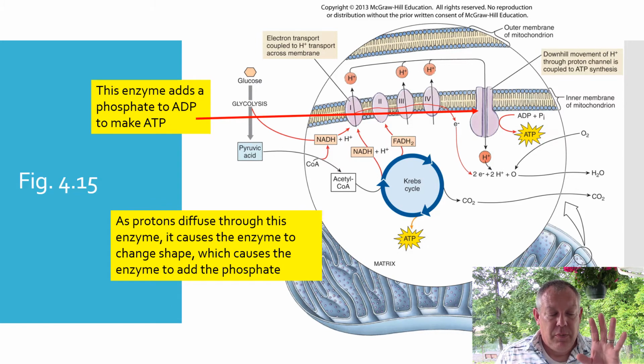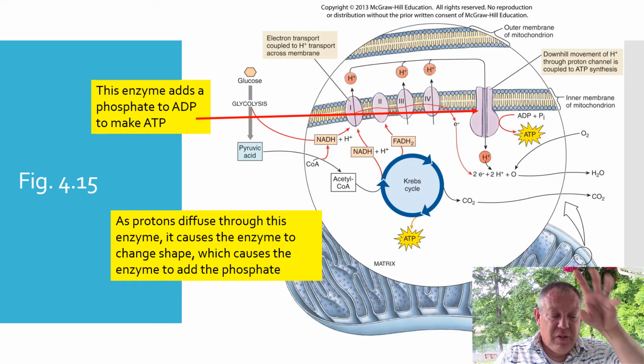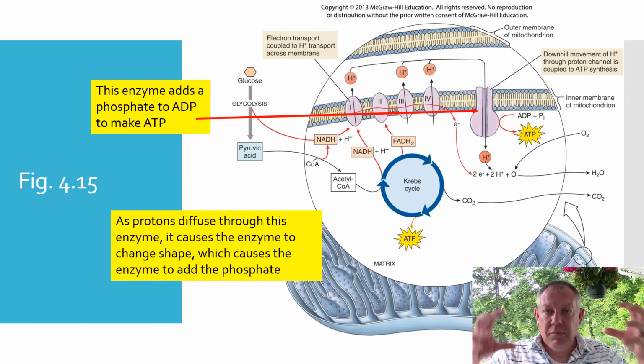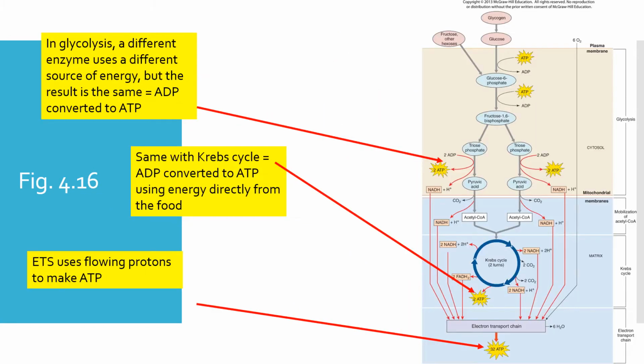And so the enzyme here, called ATP synthase, adds a phosphate to an ADP to make ATP. What gives it the energy or the ability to do this? As protons diffuse back through it. And those protons really want to diffuse back through it because they're currently at a high concentration. They want to diffuse back to a low concentration. But in the process, that changes the shape of the enzyme and allows it to phosphorylate this ADP and make an ATP.